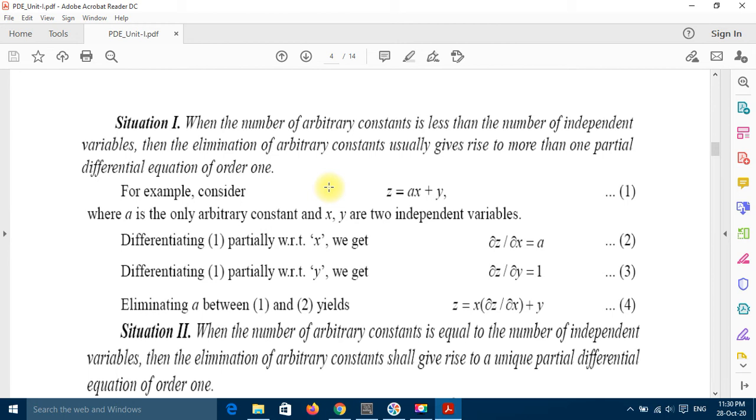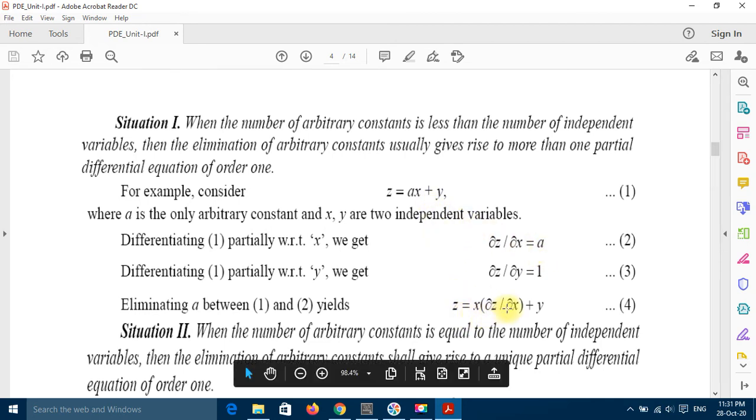and the number of independent variables is greater than the number of arbitrary constants, then in that case we differentiate the function z with respect to x and y partially, then we get two equations, del z by del x is equal to a and del z by del y is equal to 1, and substitute the value of a into equation number 1, we get z is equal to x del z by del x plus y. This is the partial differential equation corresponding to the equation z is equal to ax plus y.